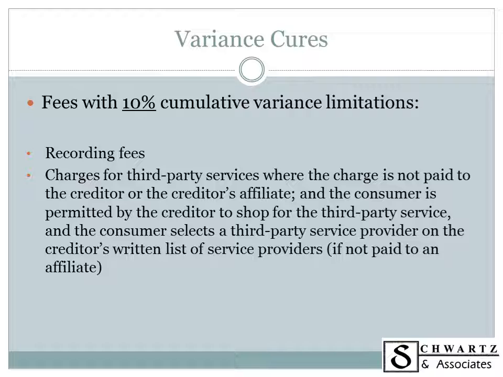The next category we're going to talk about are the fees with the 10% cumulative variance limitations. Again, there are not many changes with this particular category. We still have our recording fees, and then we go back to those third-party fees where the lender gave the borrower the service provider list, but this time the borrower chose the provider that was on that list. Those fees were previously reflected in the 10% cumulative category, and that's where those fees are going to stay.